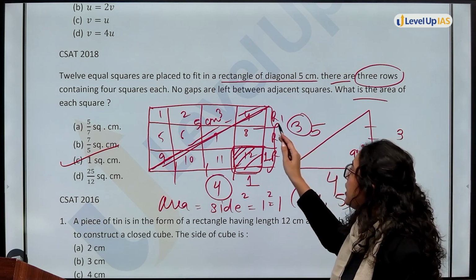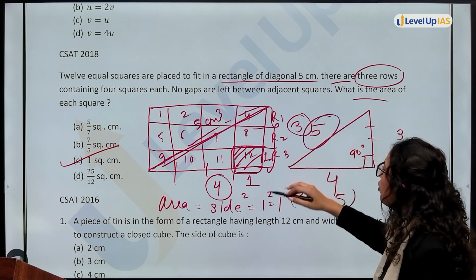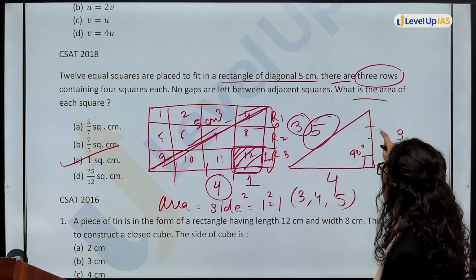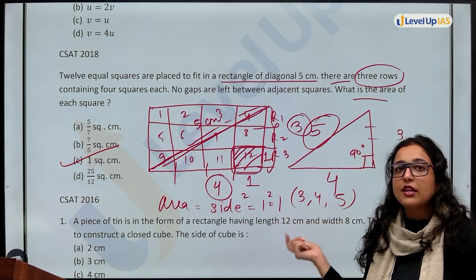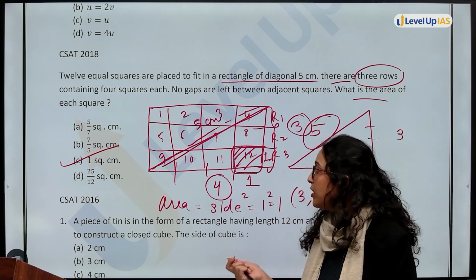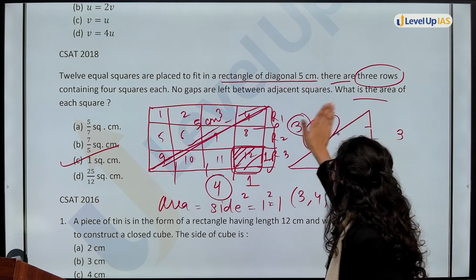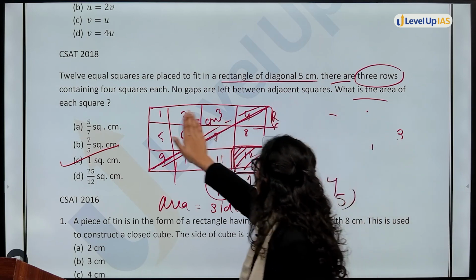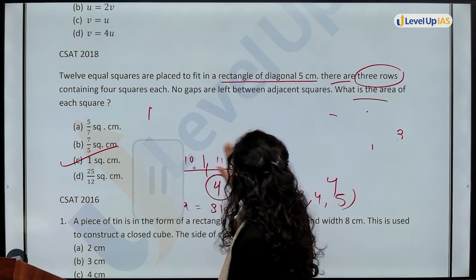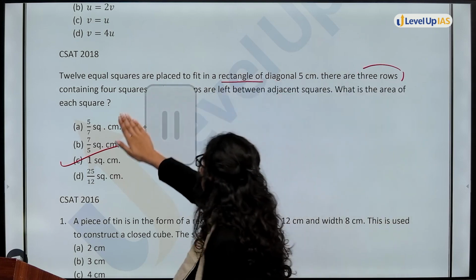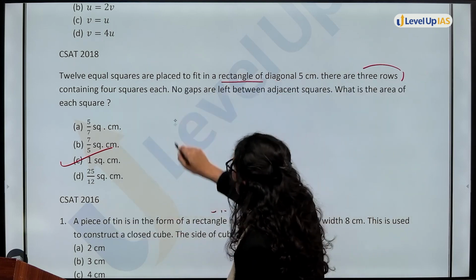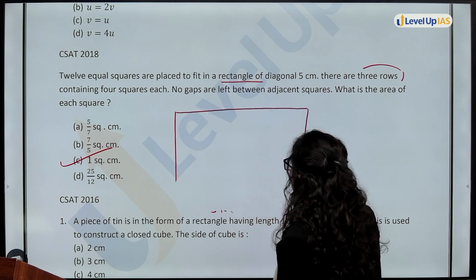So here, the major concept you needed to know was, if 5 is there, one side can be equally divided into 3 parts, another into 4 parts. That means obviously what is happening here? What is another way to understand this? Let's do that also once, so that you know what a Pythagorean triplet is.